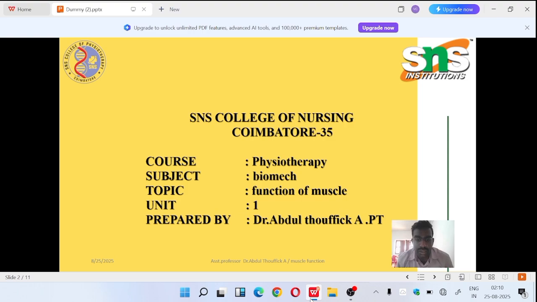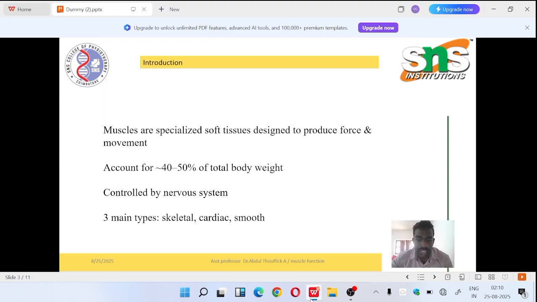Today I'll be presenting on the function of muscle under the subject of biomechanics. The topic is fundamental for physiotherapy students because understanding how muscle works helps us to treat and rehabilitate the patient effectively. Starting with the introduction, muscles are specialized soft tissue designed to produce force and movements.